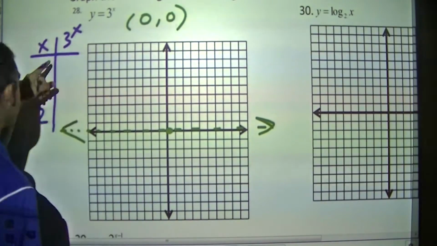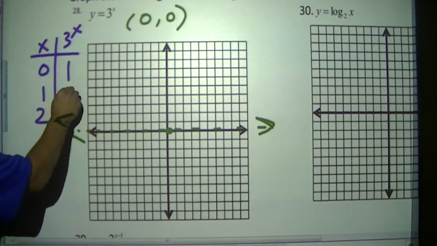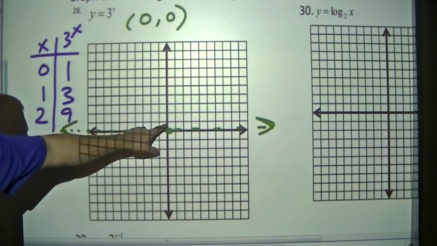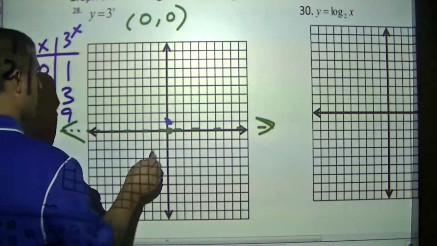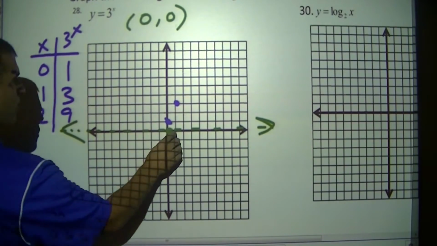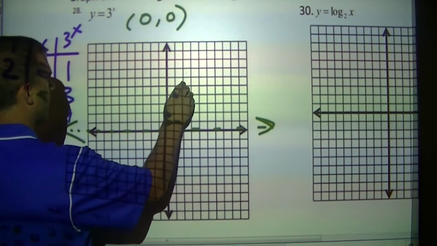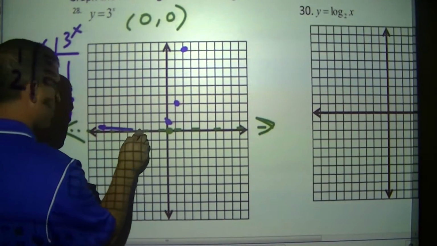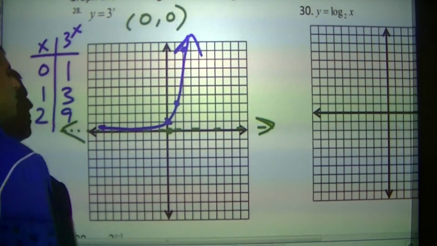Now, when I substitute these values in, that's going to be 1, 3, and 9. So from 0, over 1, up 1. Over 1, up 3. Over 2, up 9, counting 1, 2, 3, 4, 5, 6, 7, 8, and 9. So it's going to approach that asymptote and go through those points.